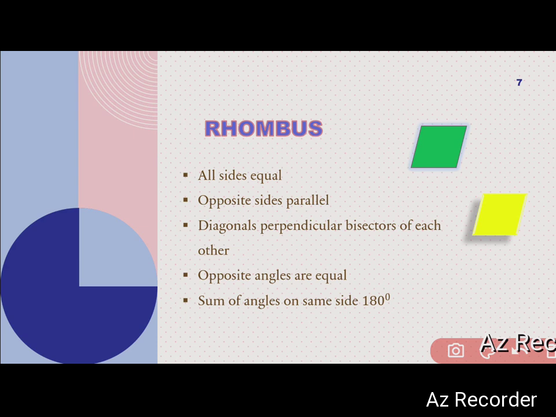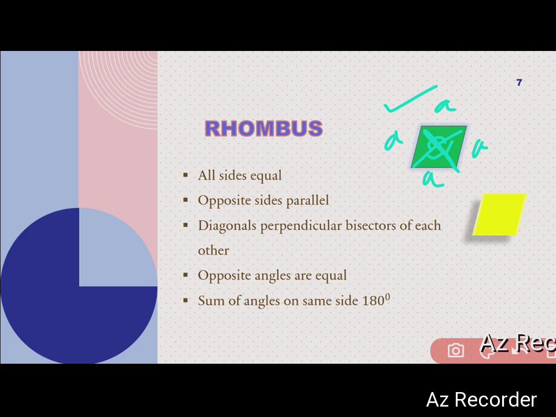That is, if we consider this rhombus, here we can say all the sides are equal. One side has length A, then all four sides have length A. And opposite sides are parallel, of course. The diagonals are perpendicular bisectors of each other. The two diagonals are perpendicular and also bisect each other, which means all the angles between the two diagonals are 90 degrees.